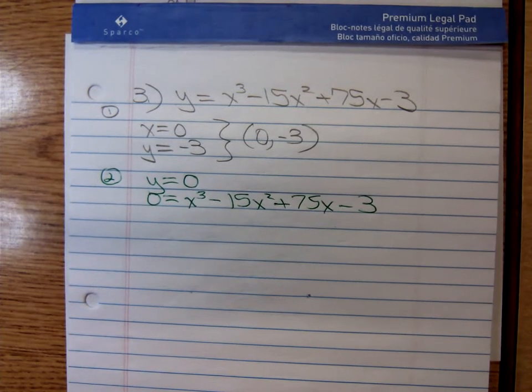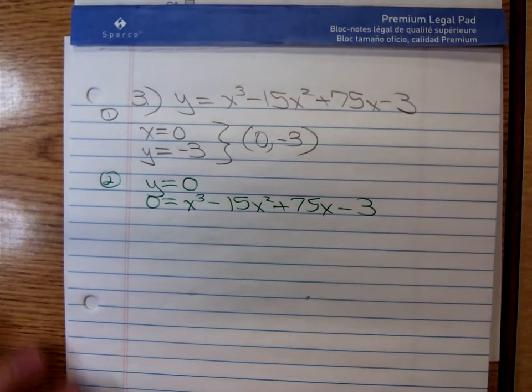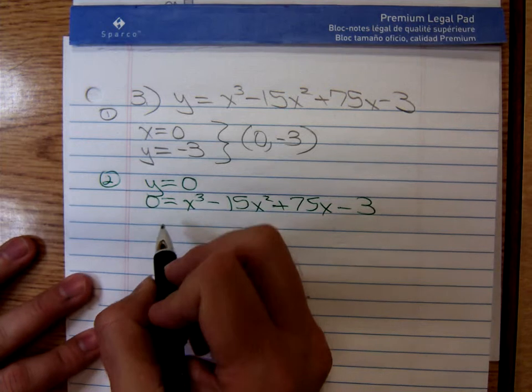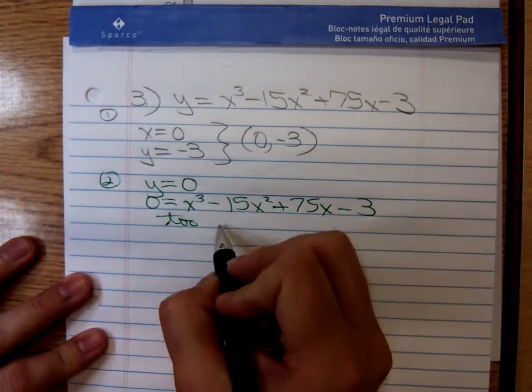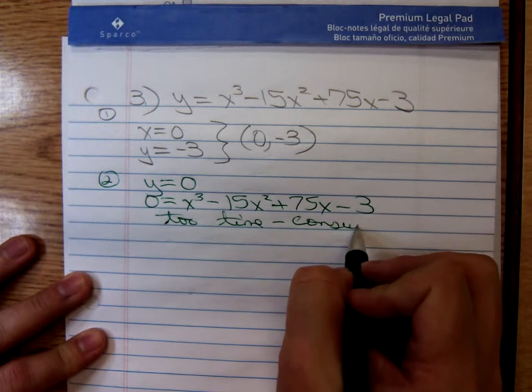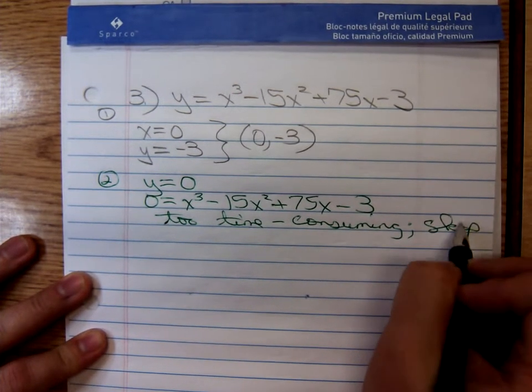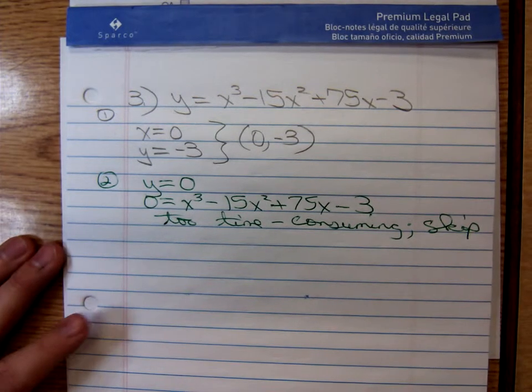What do you think I'm about to decide here? It's too time consuming, okay? This is too time consuming, so I'm going to say too time consuming. It's not worth the effort. So I'll just skip. I'm not going to find the x-intercepts.